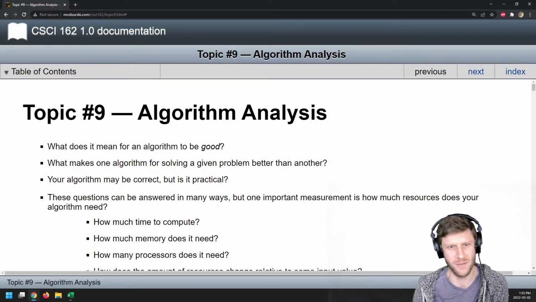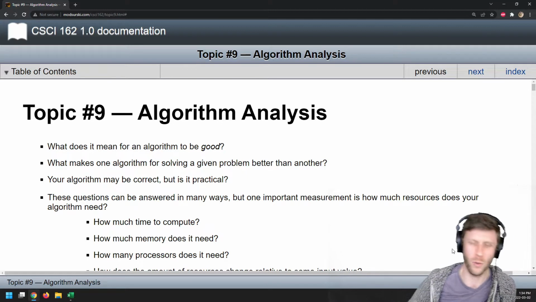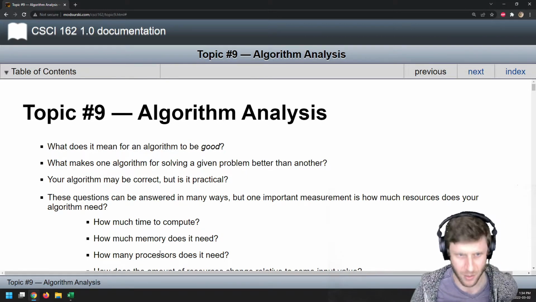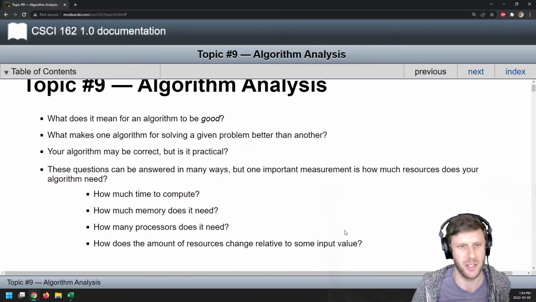But just because there's an infinite number of ways doesn't mean they're all good, right? Like they're correct, but are they good? Is one better than the other? Is one correct, but maybe it's not practical? So these are questions that computer scientists love to geek out about, and they can be answered in many ways. But one important measure is how many resources your algorithm needs.